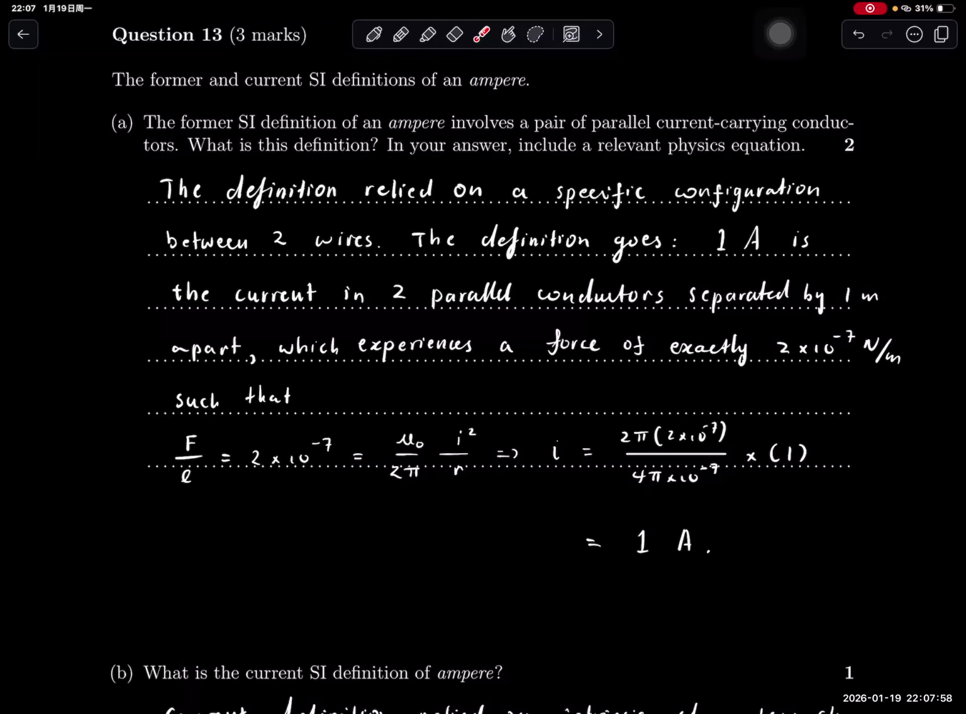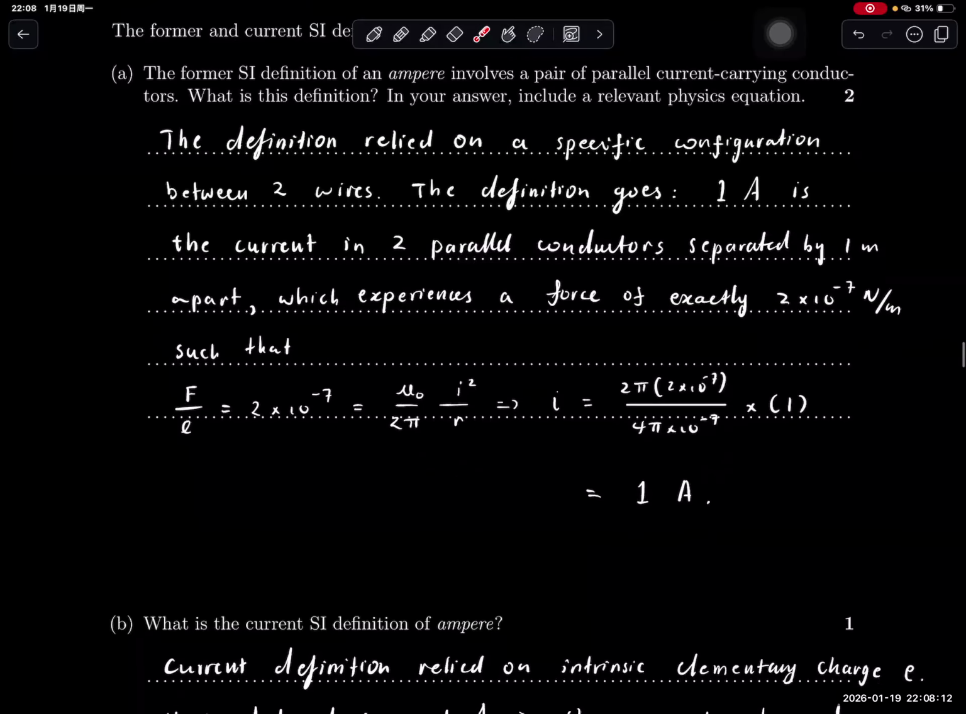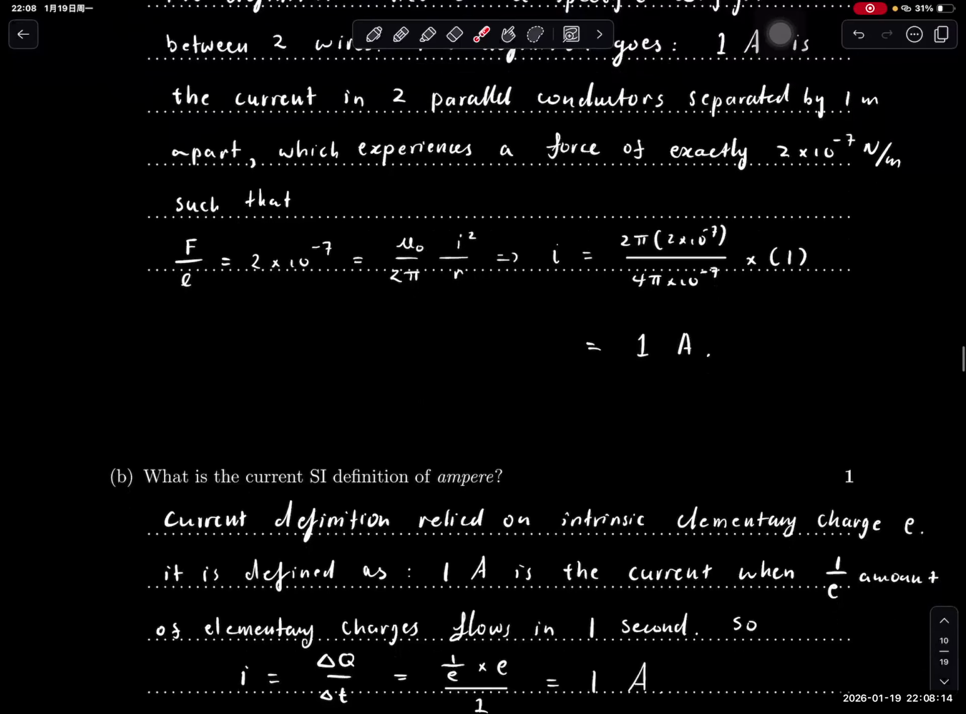that if the wires experience a force of 2 times 10 to the power -7, when they are separated exactly 1 meter apart, and the wires are exactly 1 meter in length, the current in them is exactly 1 ampere. So that defines what 1 ampere means, and then you could just use the parallel wire equation to calculate that it's 1 ampere, from the given data.